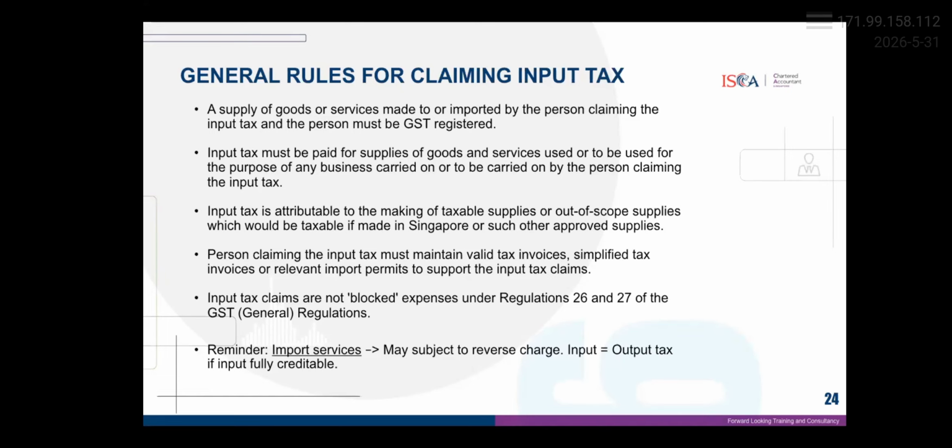And therefore, a person claiming the input tax has to maintain a valid tax invoice, a simplified tax invoice, or relevant import permit to support the input tax claim. And after we have those documents to support us, we then have to run through the list of expenses under regulation 26 and 27 of the GST General Regulations to ensure that they are not blocked.